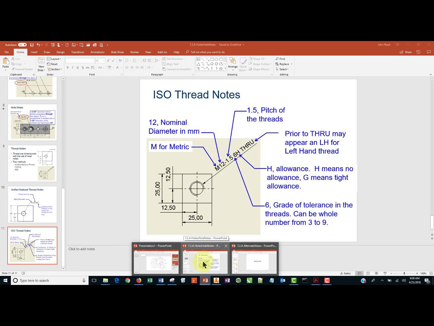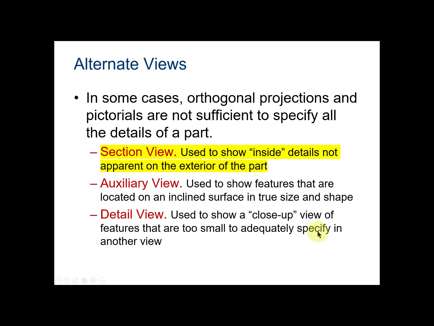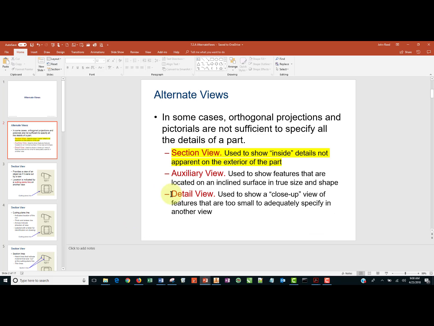We're going to quickly move over to another one concerning alternate views. In some cases, orthogonal projections like front, right, and top, and pictorials are not sufficient to specify all the details of the part. So there are 3 additional views that we can create in our drawings in Inventor. There's a section view, auxiliary view, and a detail view. Here we're going to focus on the section view, and I will mention the detail view as well. So the detail view should be highlighted.